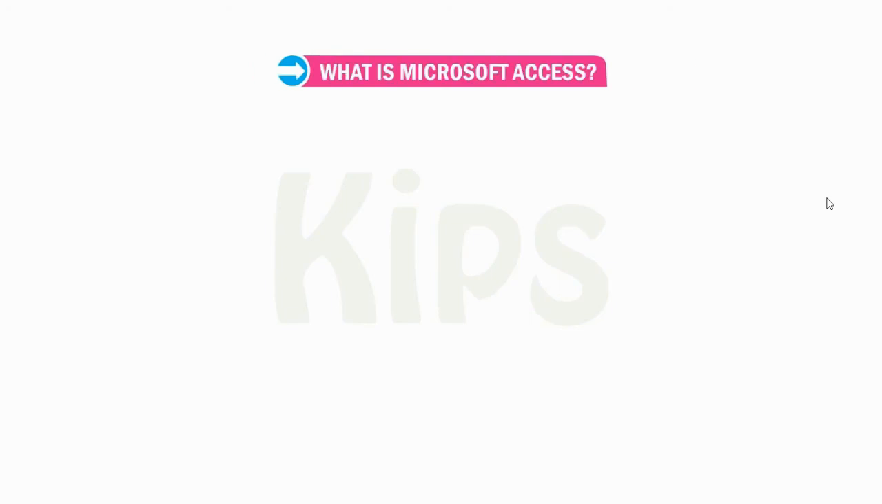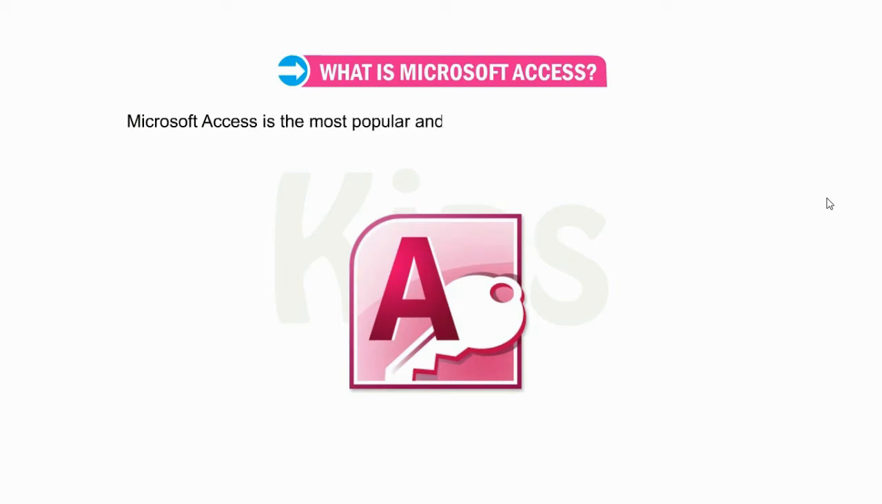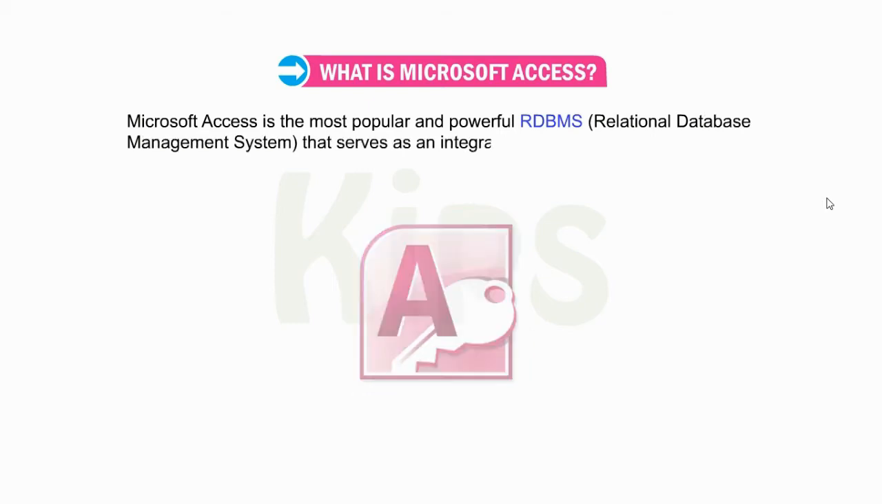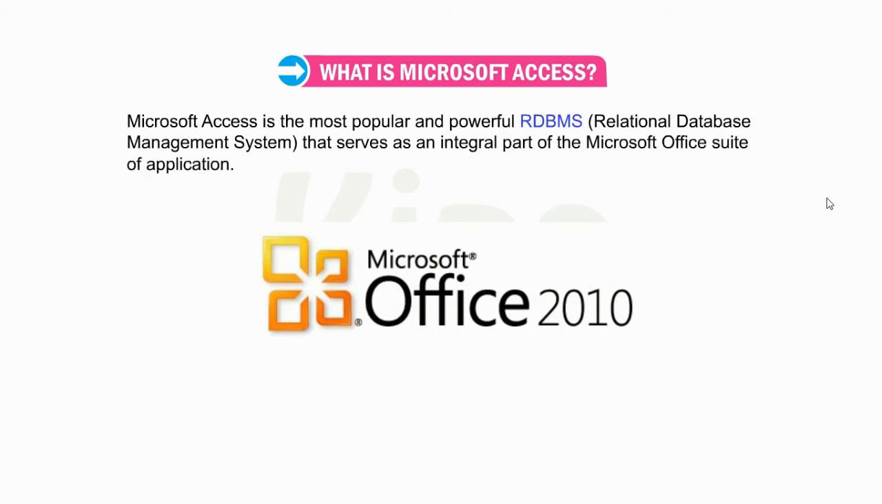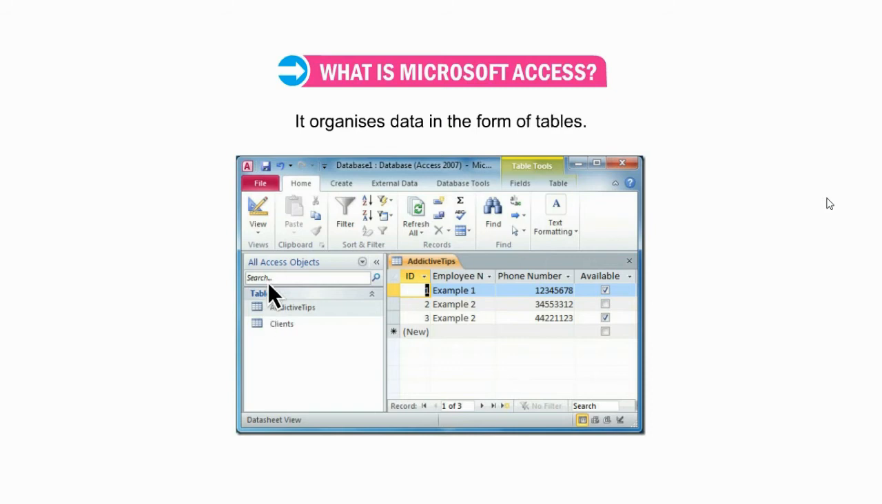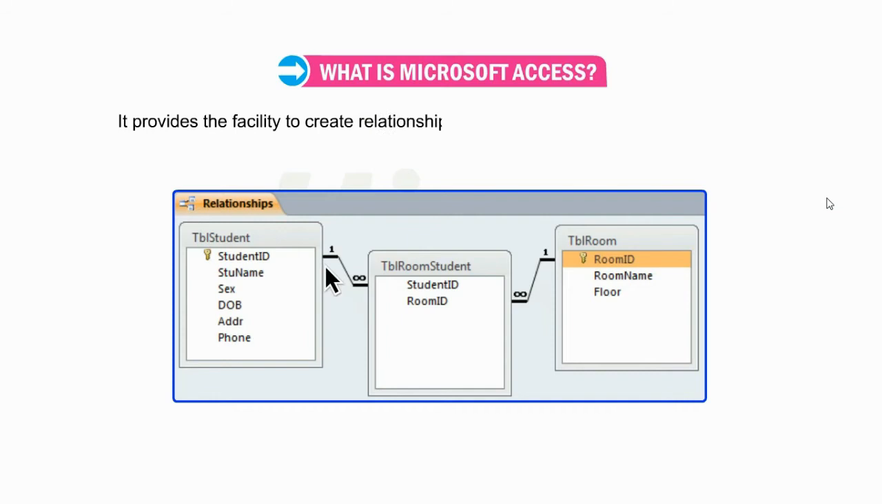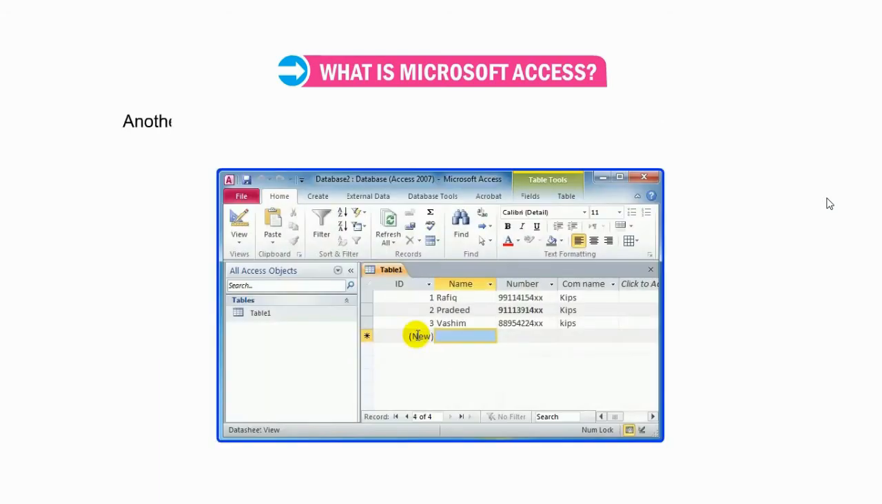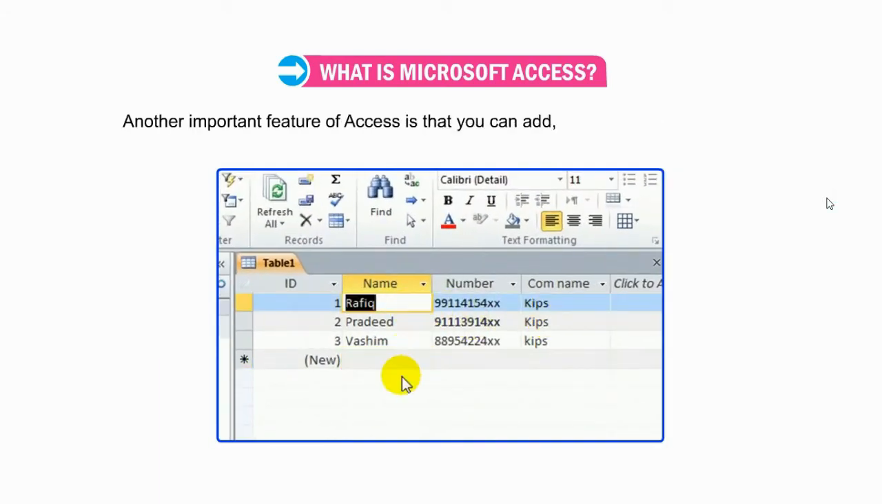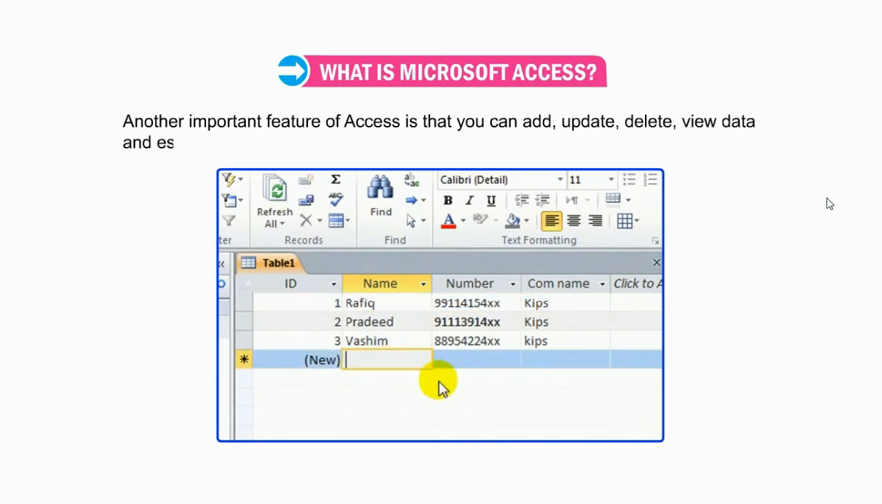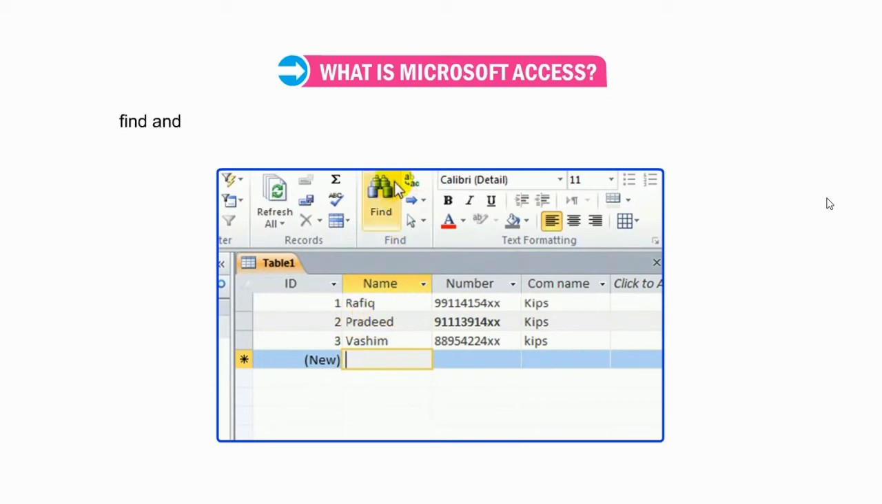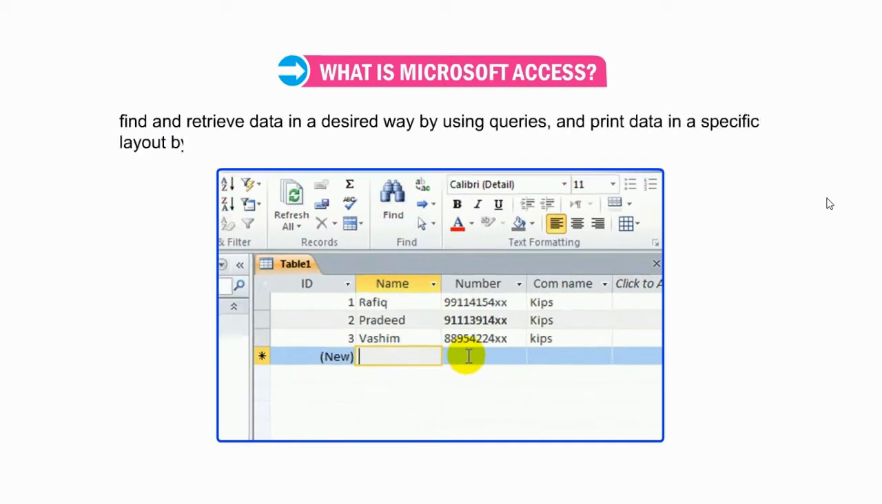What is Microsoft Access? Microsoft Access is the most popular and powerful RDBMS, Relational Database Management System, that serves as an integral part of the Microsoft Office suite. It organizes data in the form of tables. It provides the facility to create relations between these tables by using common fields. A relational database helps to prevent duplication of data. Another important feature of Access is that you can add, update, delete, view data, and establish relationships by using forms. Find and retrieve data in a desired way by using queries, and print data in a specific layout by using reports.